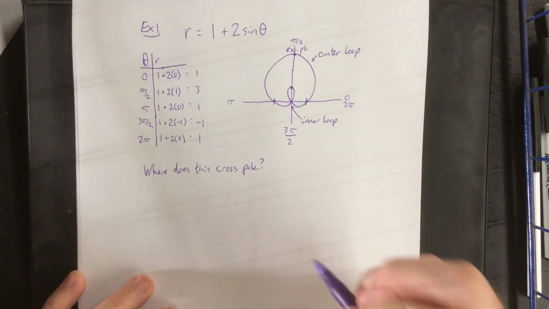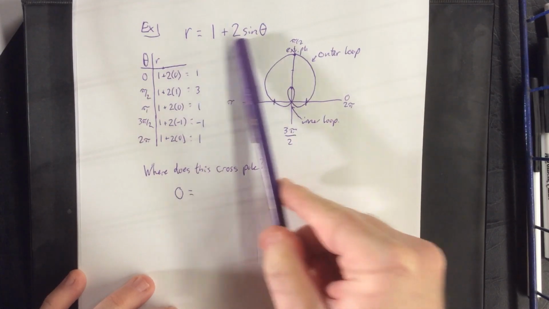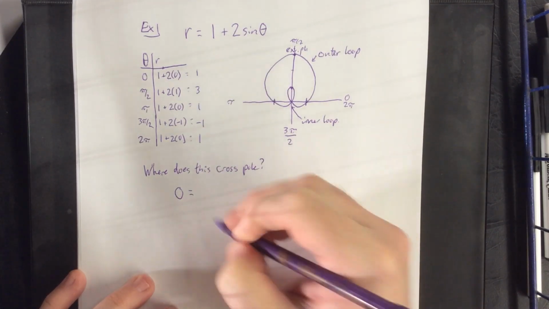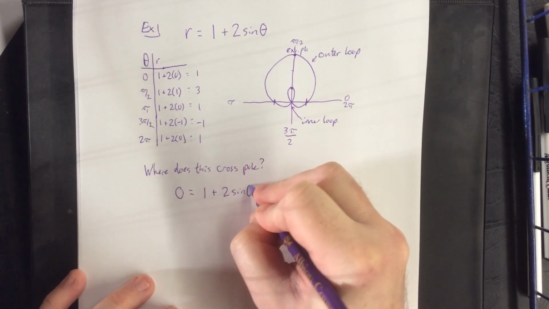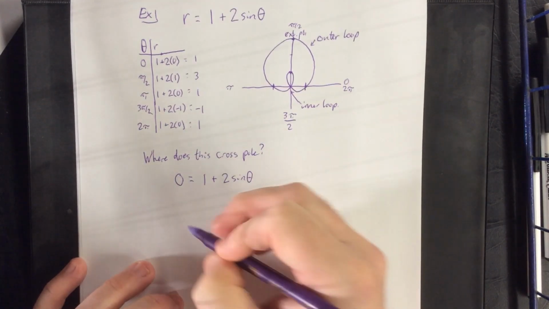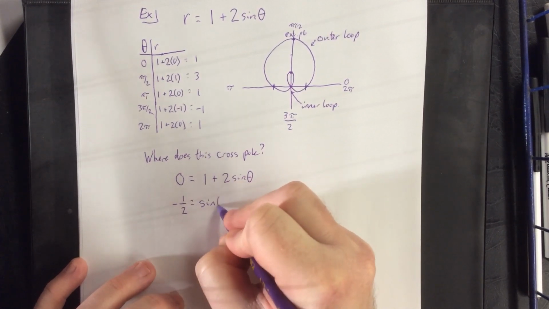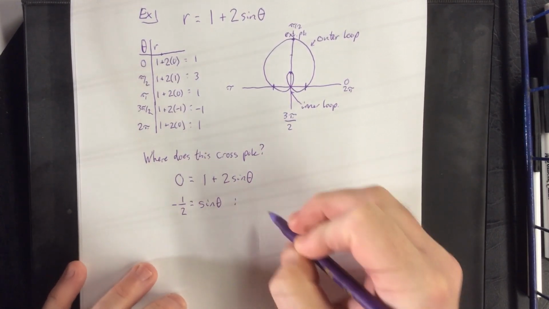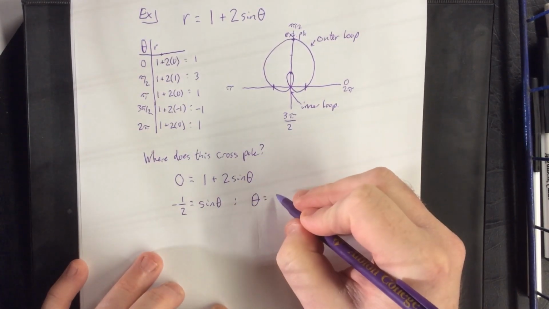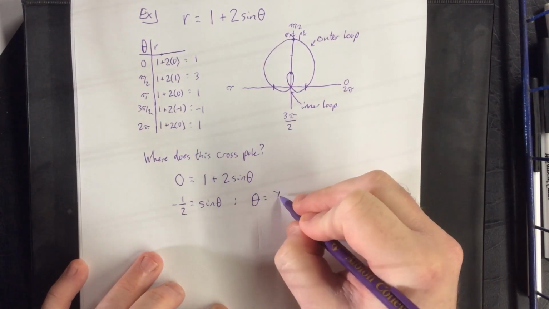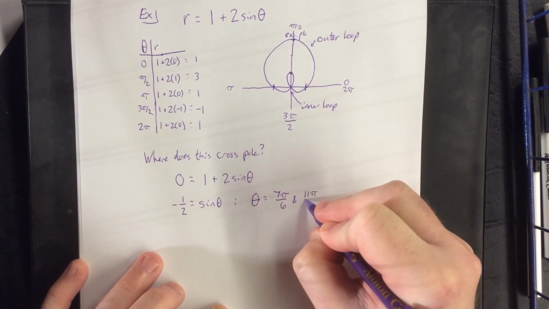So this is going to cross the pole anytime the r value is 0. So what I'm going to do is set my r value in this equation equal to 0. I'm going to solve for the sine. So subtract 1 and divide by 2 on both sides. We get that negative 1/2 is equal to the sine of theta. There are 2 points on the unit circle where the y-coordinate achieves a negative 1/2, and that would be at 7 pi over 6 and at 11 pi over 6.